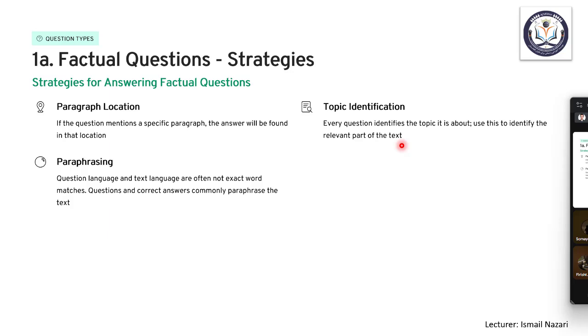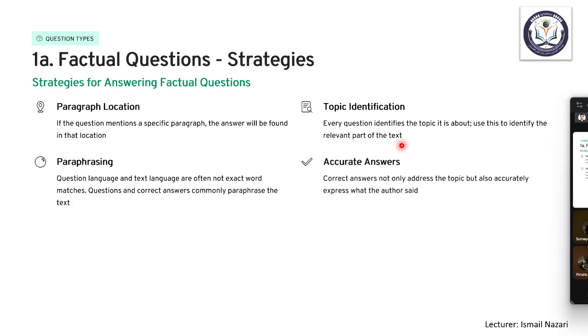So it is actually checking your English level. So it's important to check out which word is the right one, which answer commonly paraphrases the text. So we have to match them.